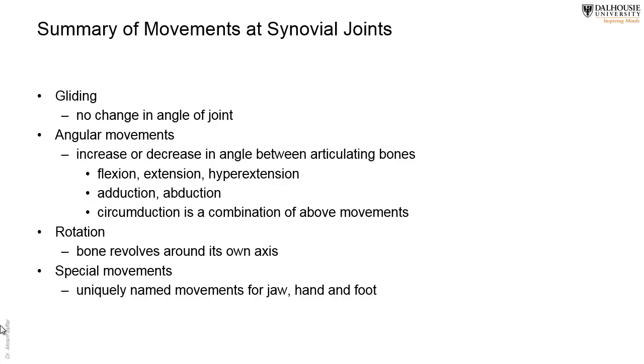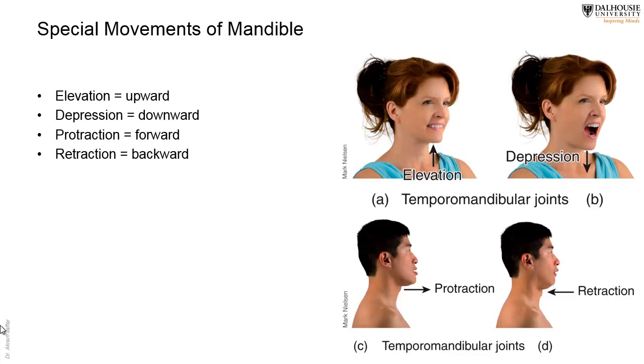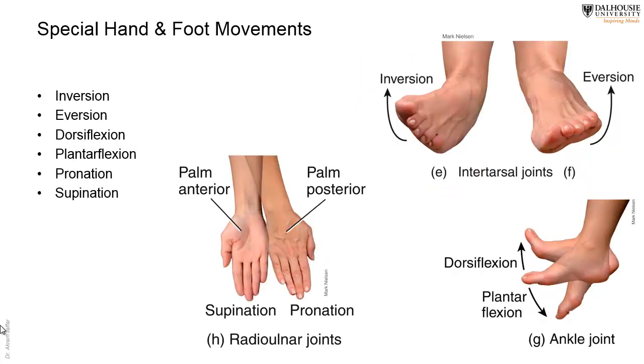And yet there are some special movements which are not present in all the joints in the body. Like here, the special movements taking place at the temporomandibular joint, like elevation and depression. So this is a special movement of the temporomandibular joint. Also we have protraction when you move your mandible forwards. That's protraction. And when you take it back to its normal position, it's called retraction. So these movements are confined to the temporomandibular joint.